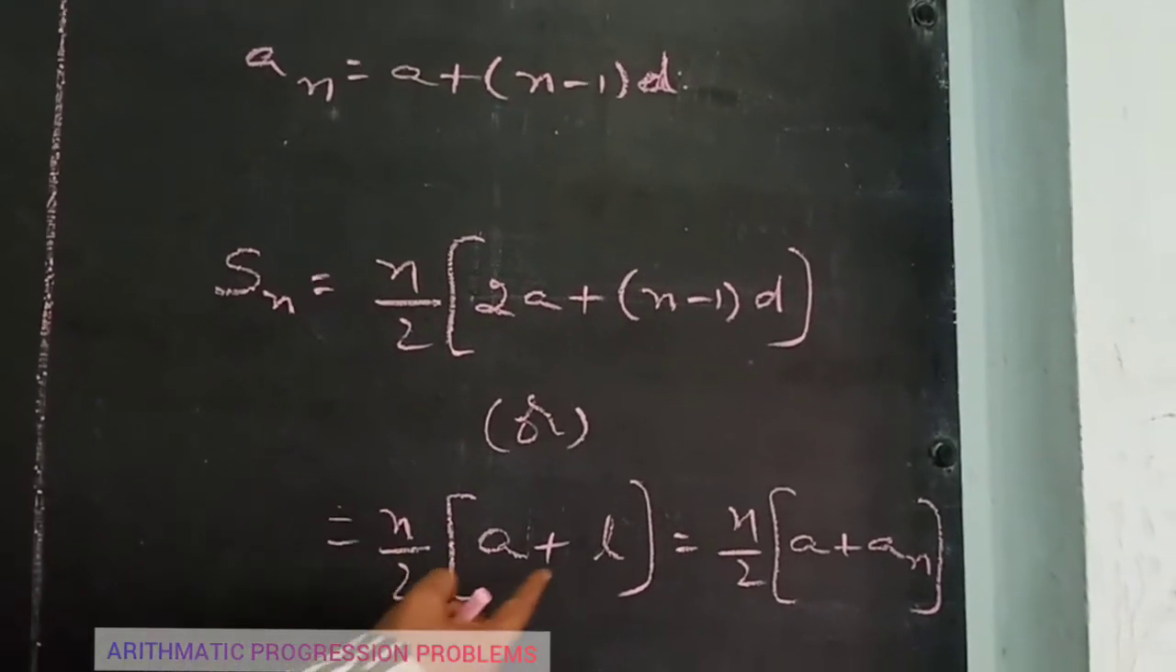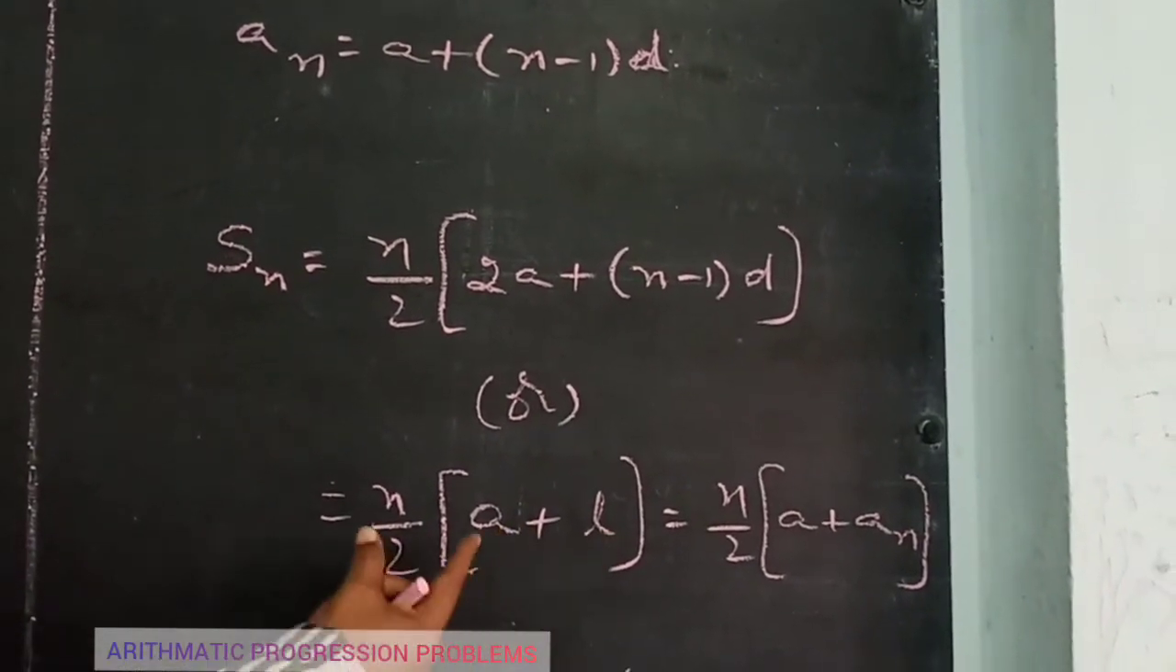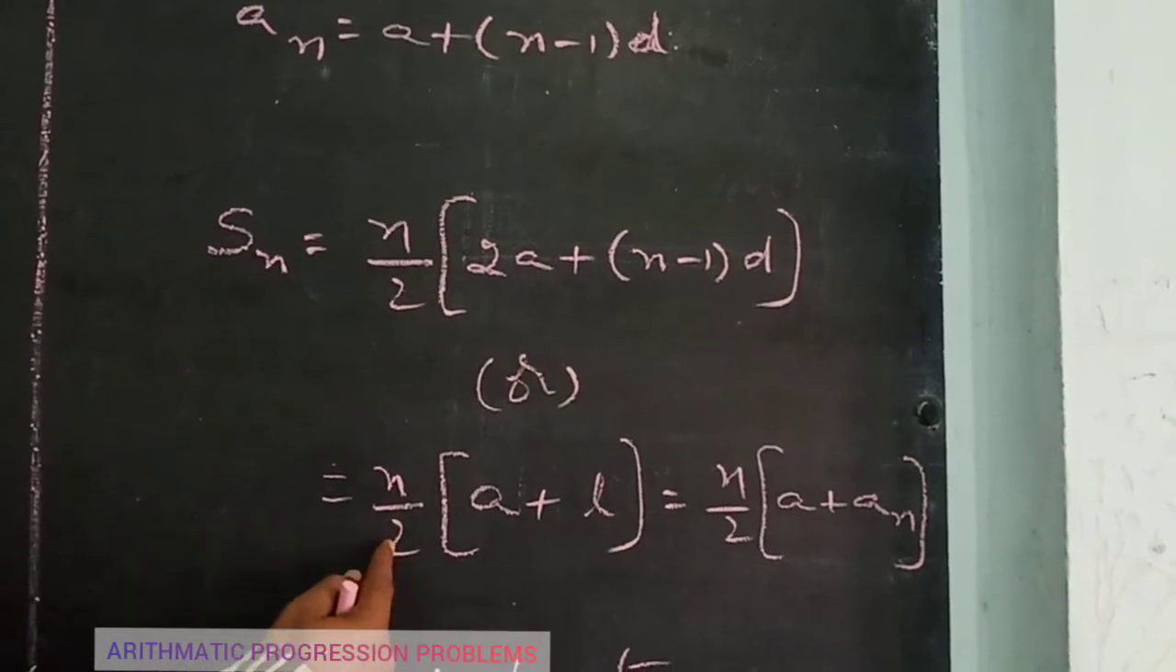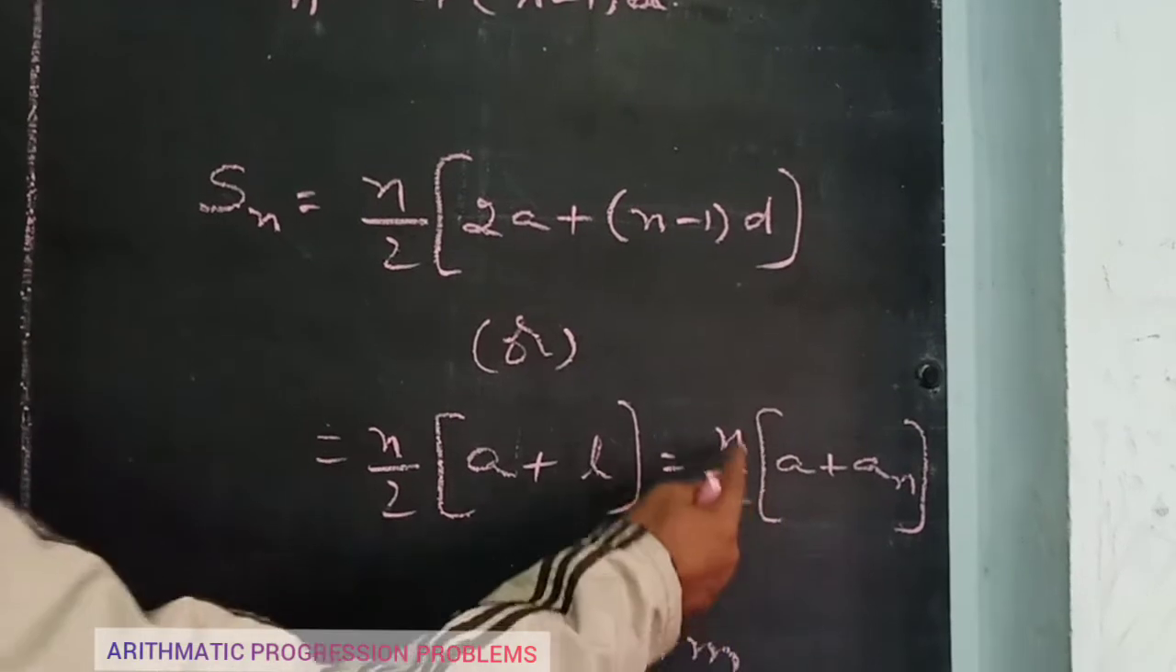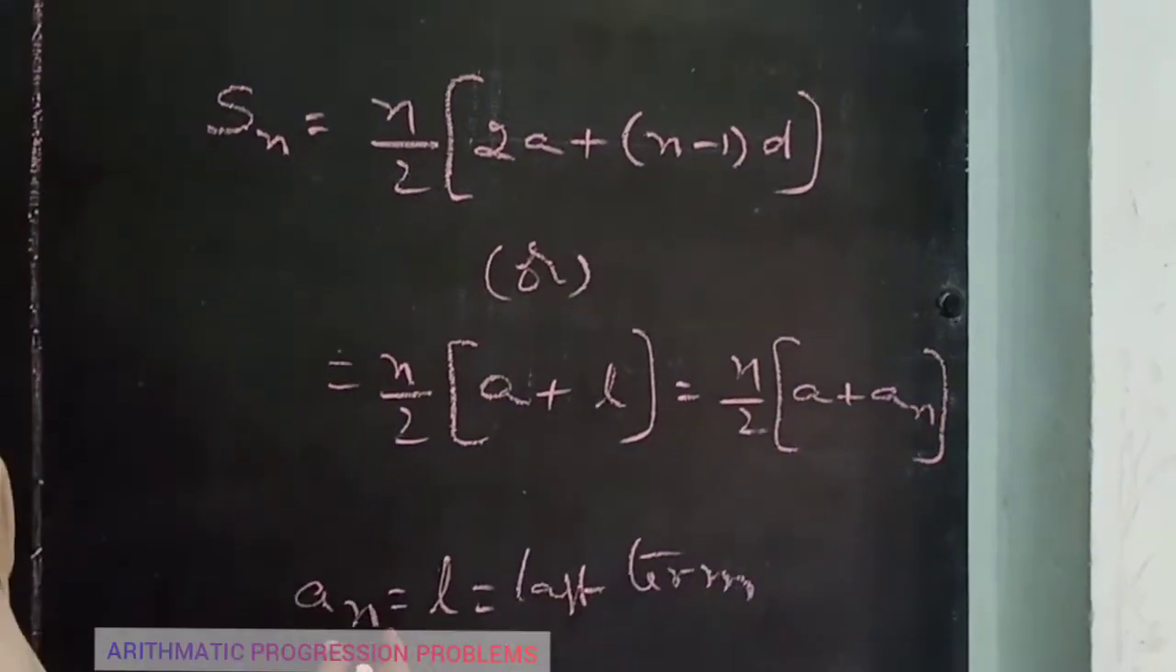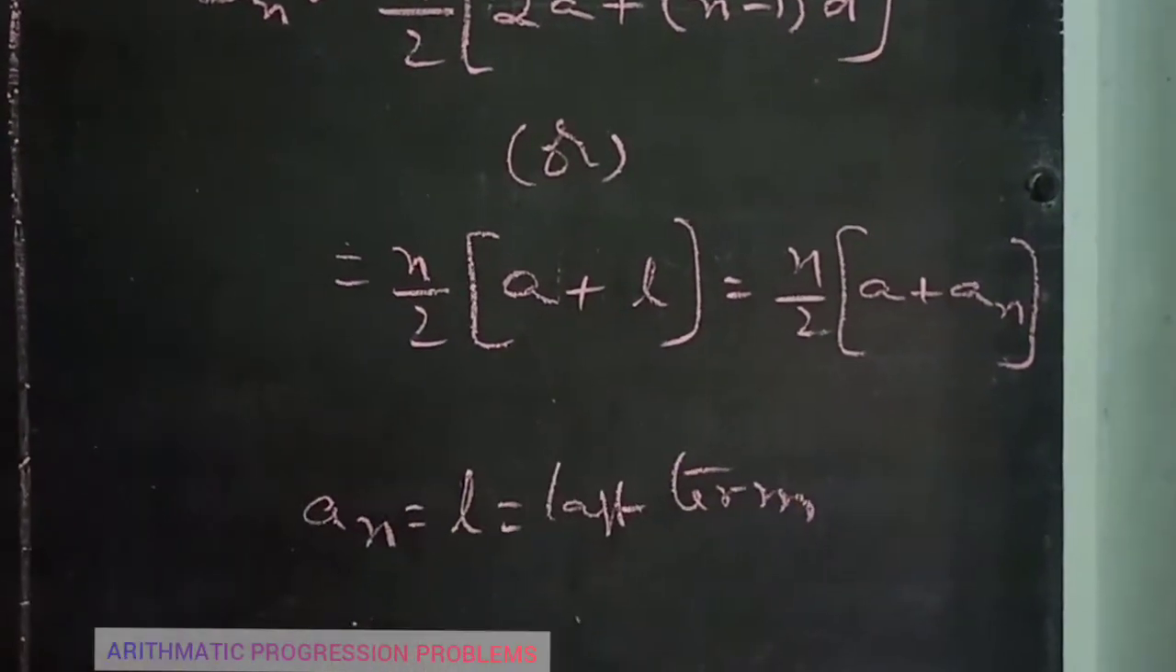Or if we know the first term and the last term, apply this formula: Sn equal to n by 2 into (a plus l). L means an, also written n by 2 into (a plus an). an is equal to l, the last term.